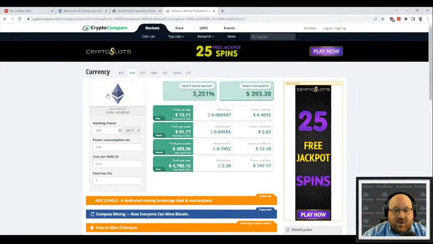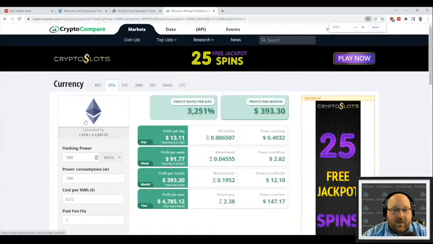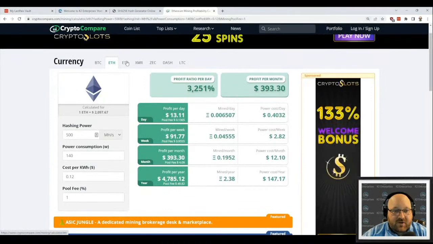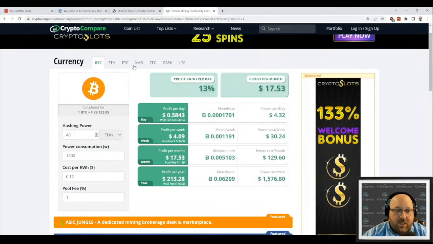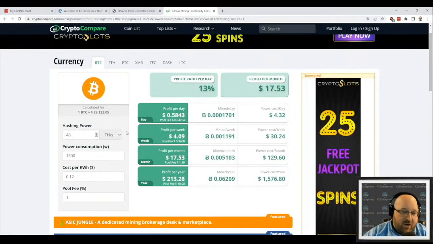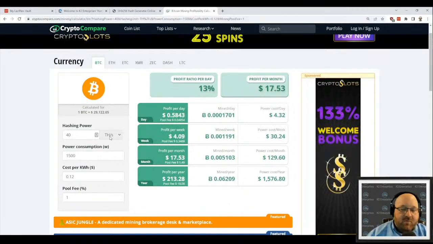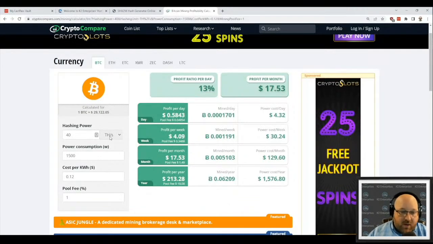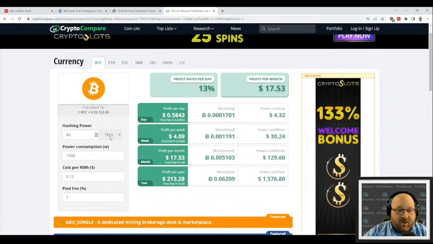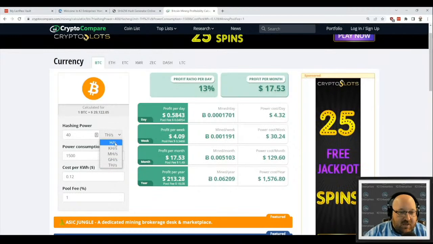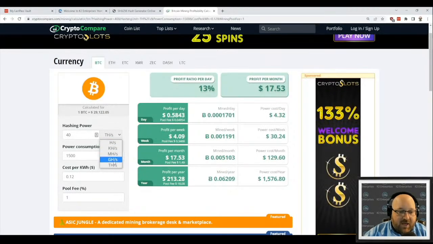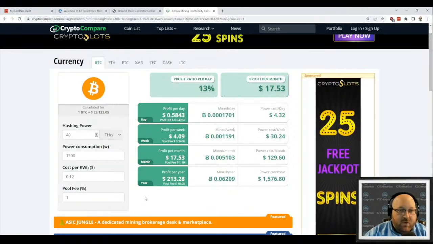So this is a website called Crypto Compare. And what you can do here is compare different cryptocurrencies. We've got Ethereum here at the moment. Let's go take a look at Bitcoin. You can see there's other ones, including Dash, Litecoin, and others. The first thing is going to be your hashing power. This is like the speed of your infrastructure, how much juice you've got in your rig or multiple computers to be able to process. And this is measured in hash speed, hashes per second. So kilohash, megahash, gigahash, terahash. At the moment, we are processing things in terahash.